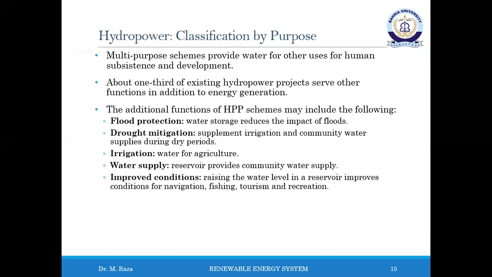For drought mitigation, hydropower plants supplement irrigation and community water supplies during dry periods. The hydro water reservoir is utilized for agriculture. Another purpose could be that the reservoirs also provide water supply to communities. Last but not least, raising the water level in a reservoir improves conditions for navigation, fishing, tourism and sport.